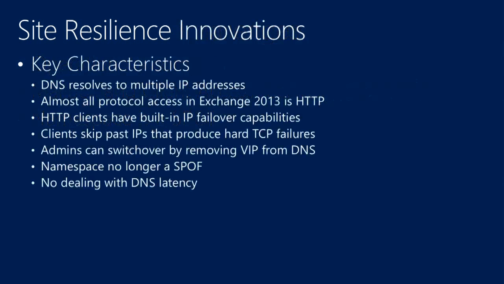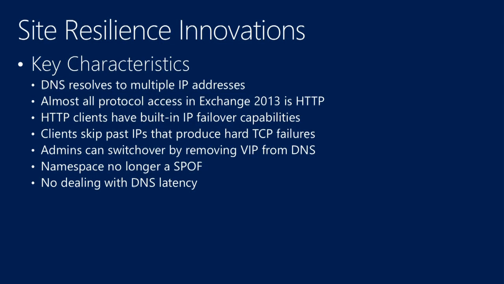Now, the innovations that we have are based, in large part, on some of the key characteristics around the architectural changes and some client connectivity changes that we've made. We haven't talked about it in this session. Perhaps those of you who were at Nathan's session on Client Access Server heard about it. But there was a change that we made around Outlook client connectivity.